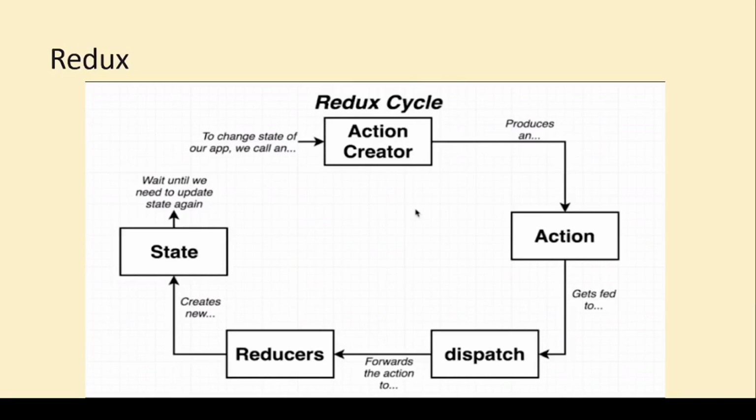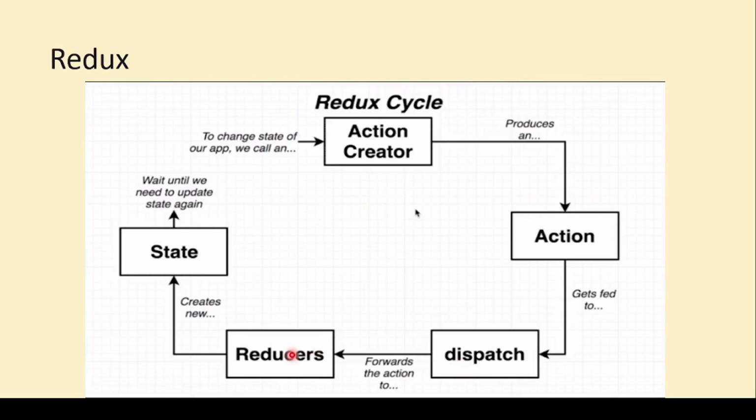Alright, so let's be a little technical here. Whenever your application wants a change in the state, we call an action creator. An action creator produces an action. An action is nothing but an object setting up information about our data which is moving into the state. Then we have the dispatch, which is a function which acts as a bridge between our actions and the reducers, hence sending the information over to our application.